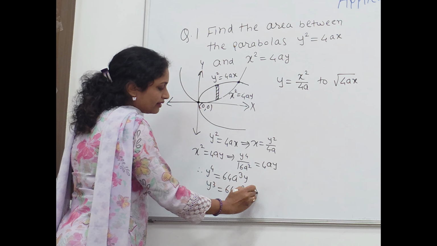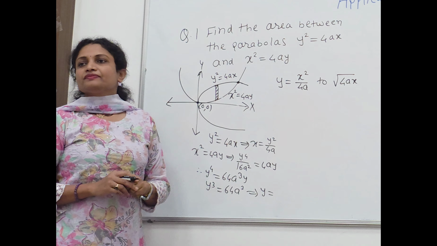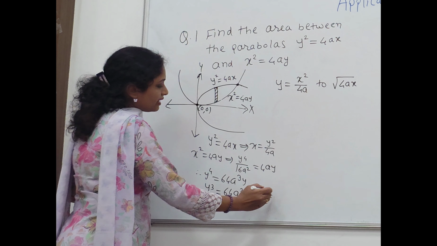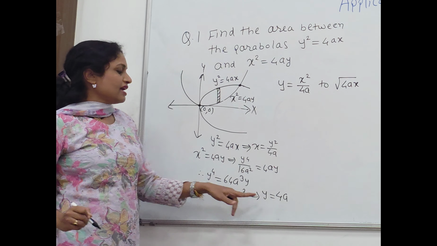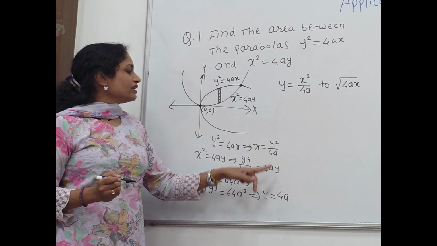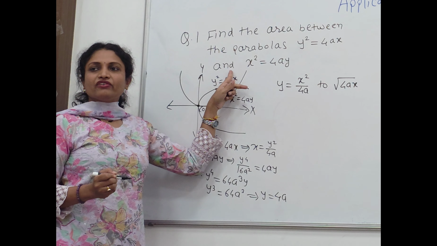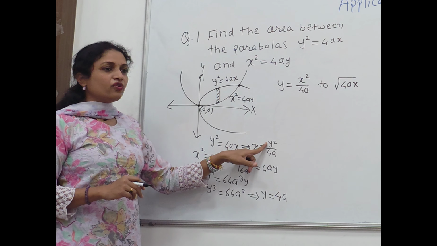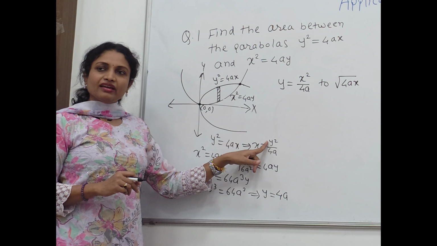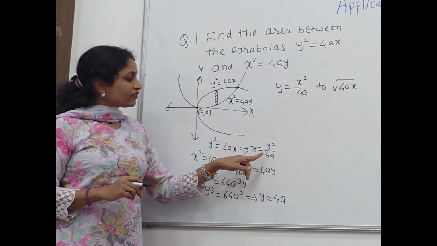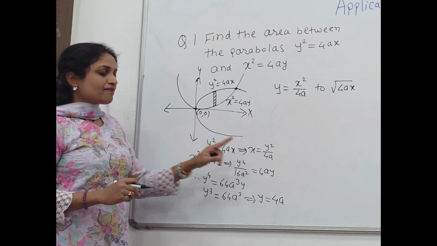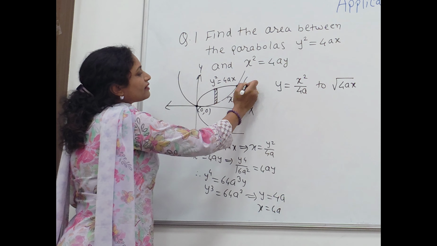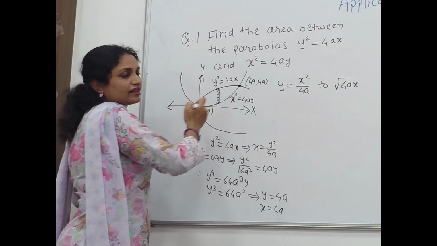This means y equals what? Taking the cube root of both sides, you are going to get y = 4a. As y is 4a, put the value in either of these equations and you are going to get the value of x. If you put y = 4a, what is the square of 4a? 16a². 16a² upon 4a will give you 4a. So again x = 4a. So this point of intersection will be (4a, 4a).